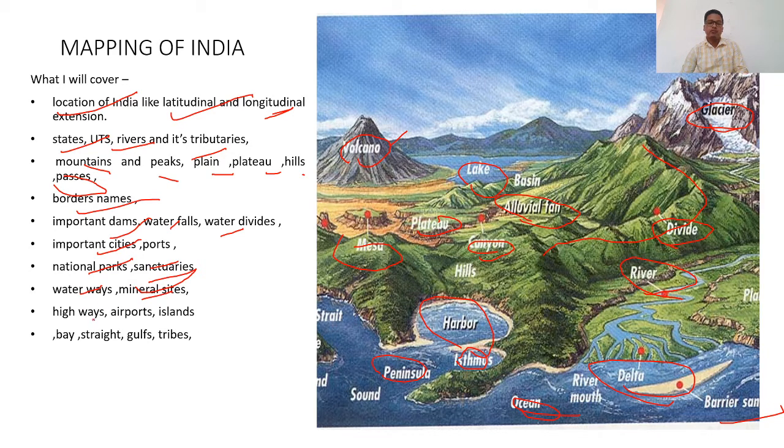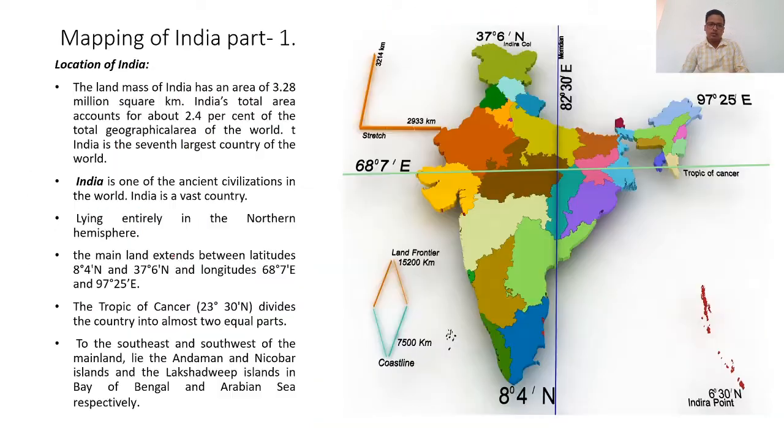That means the different types of minerals and their sites. You might be asked where exactly is Bokaro or Bailadila, where is Singareni, where is Singrauli. So these are the things they might ask you. Highways, the different highways passing through, let's say the Golden Quadrilateral, or the special corridors, economic corridors, like the western economic corridor and the eastern as well. Airports, islands, bays, bights, gulfs, tribes, these things would be covered in your mapping.